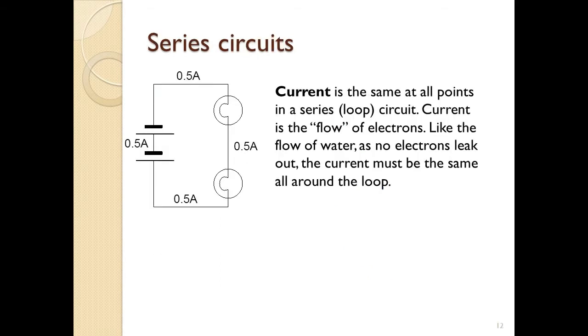Let's look at series circuits. The current in a series circuit is the same at all points. You can imagine current as being the flow of electrons. No electrons leak out of this circuit, and so the current must be the same at all places around the loop.